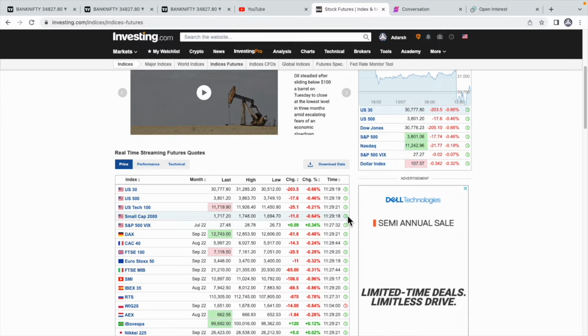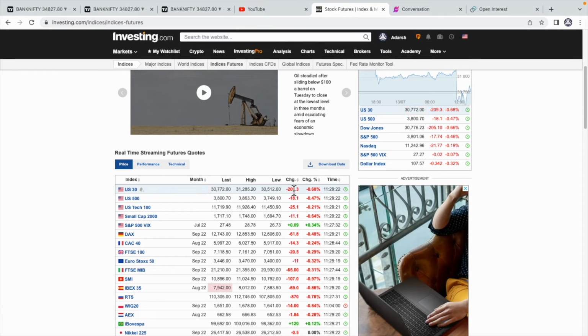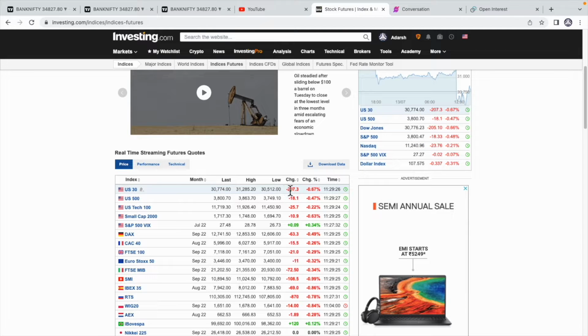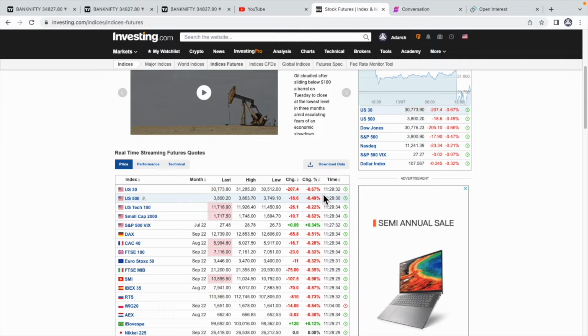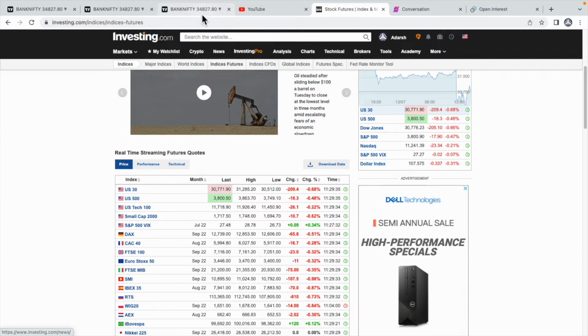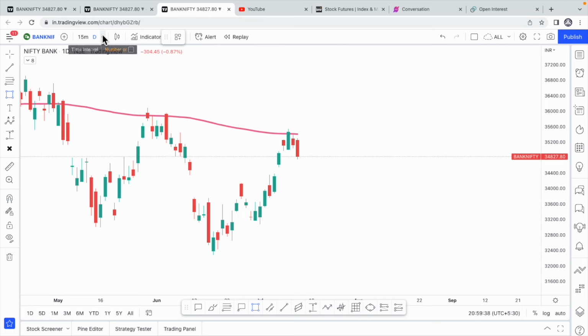Right now it's showing that it's down about 200 points. So we'll have to see how the market closes and then see SGX Nifty. Most likely we'll get a gap down tomorrow. Now let's see how we could have traded today.